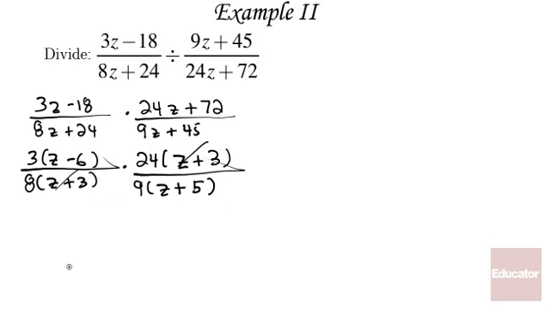That's going to cancel. As far as the numbers, I have a common factor of 8, and it goes into 24 3 times. That gives me 3 and 9, which have a common factor, and 3 and 3. Those cancel out. So all the numbers canceled out, and that leaves me with, in the numerator, z minus 6, in the denominator, z plus 5.